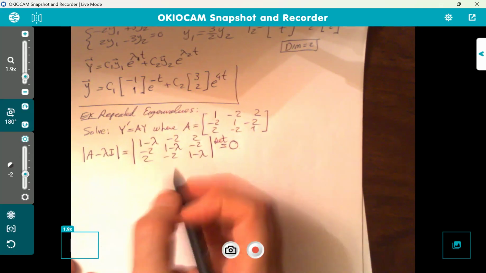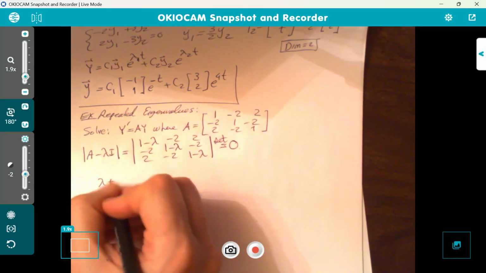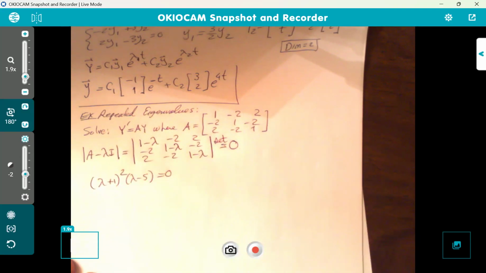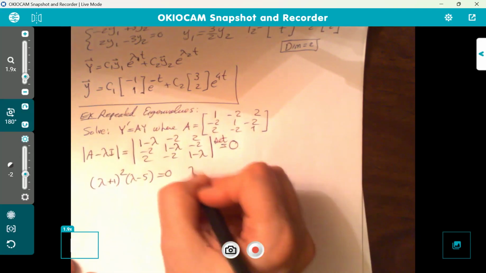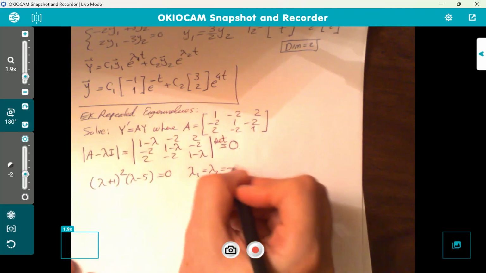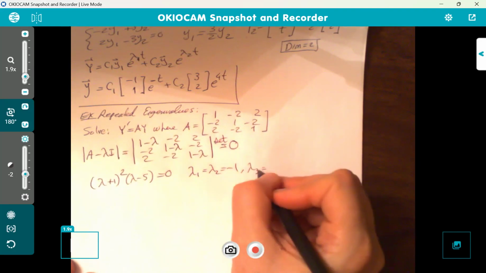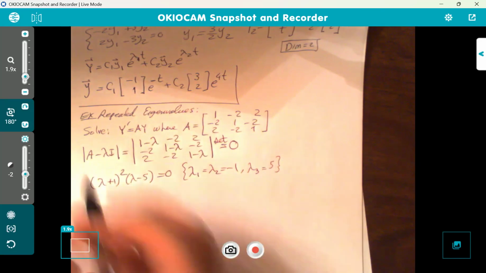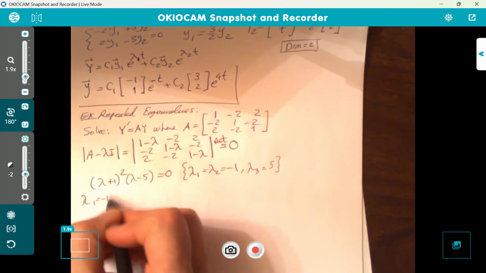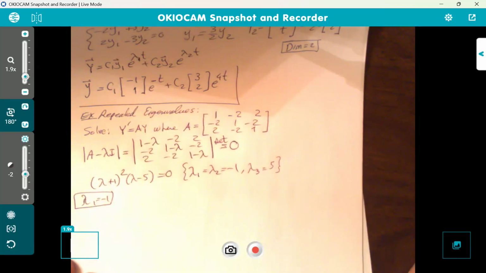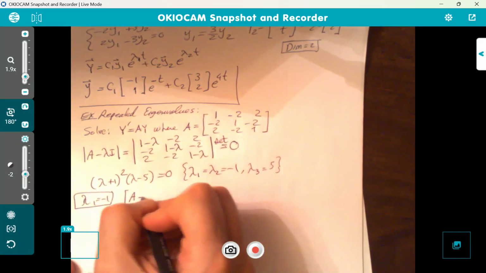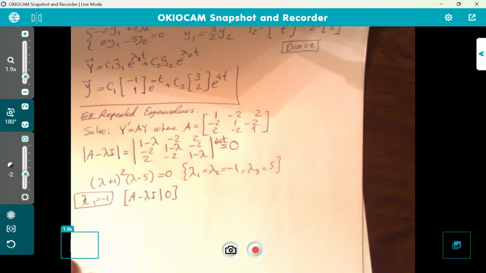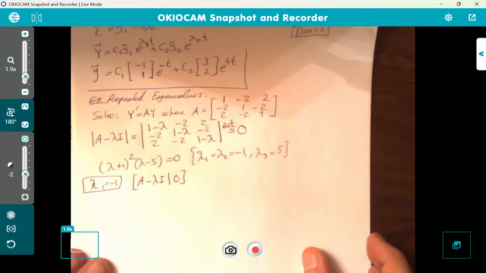Now, the actual characteristic polynomial in factored form ends up being this. Now we set it equal to 0. That's what I meant. And from this, we get lambda 1 equals lambda 2 equals -1, and lambda 3 is 5. So we do have repeated eigenvalues. Okay, so let's try lambda 1 equals -1, just like we did earlier. And now we're going to solve this system, A minus lambda I equals 0. The homogeneous system, in other words.